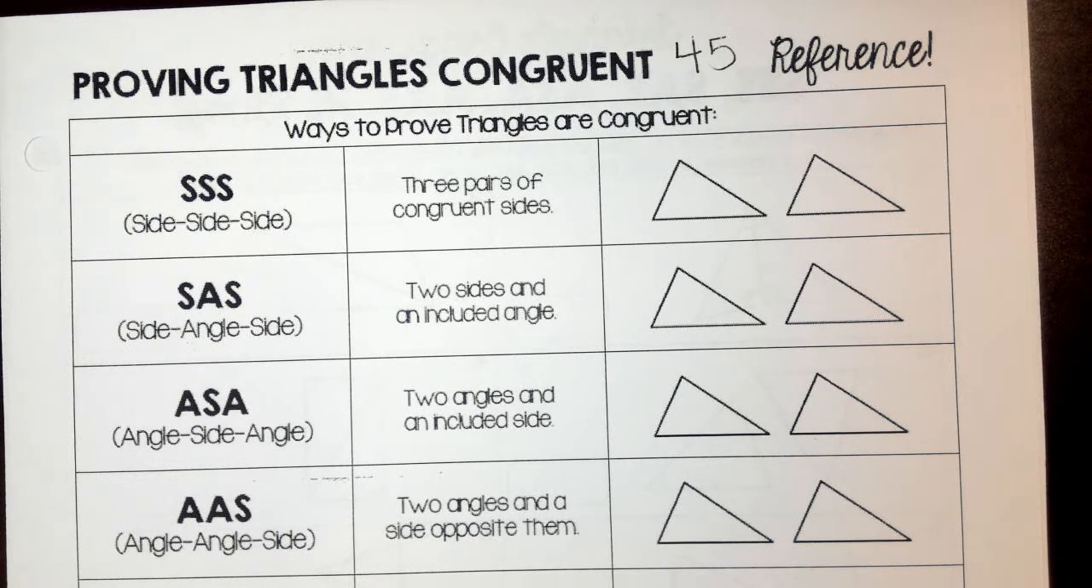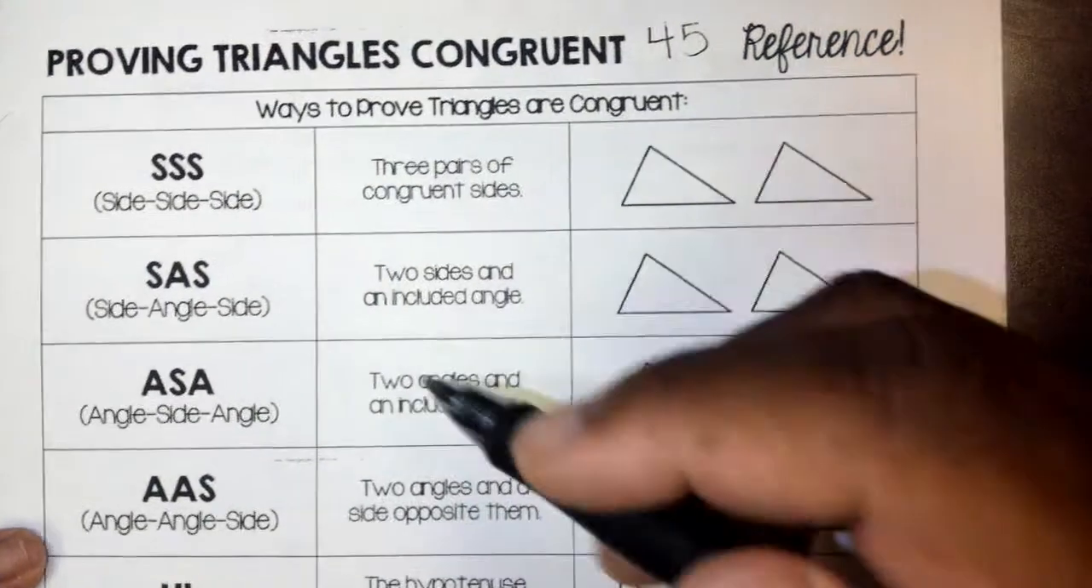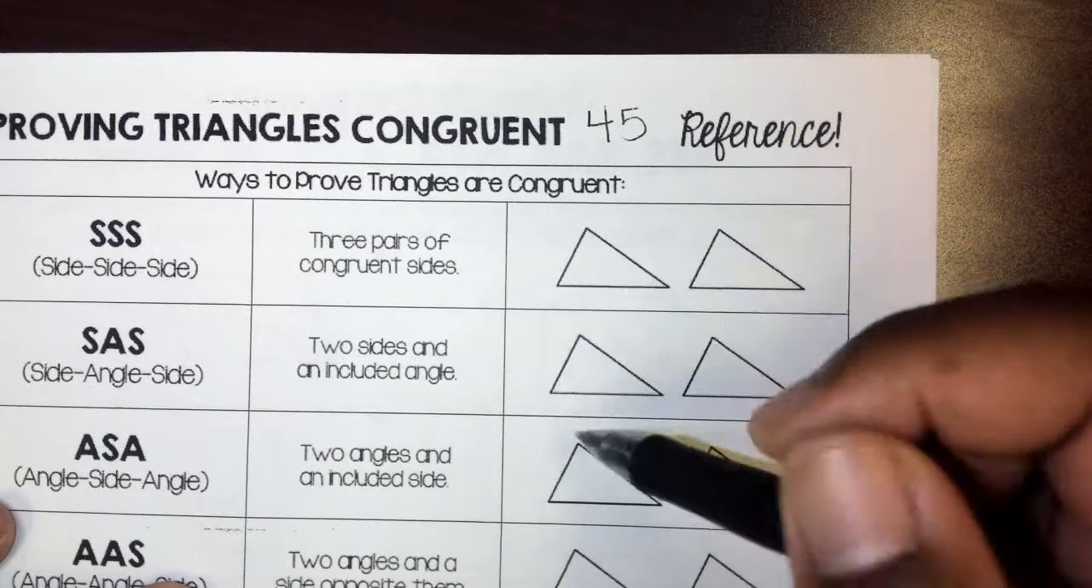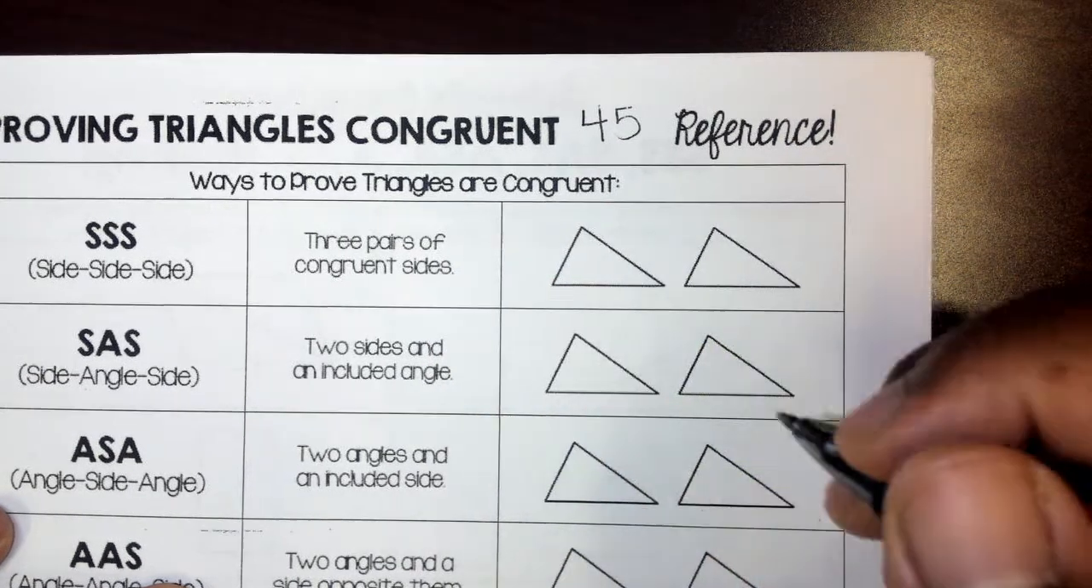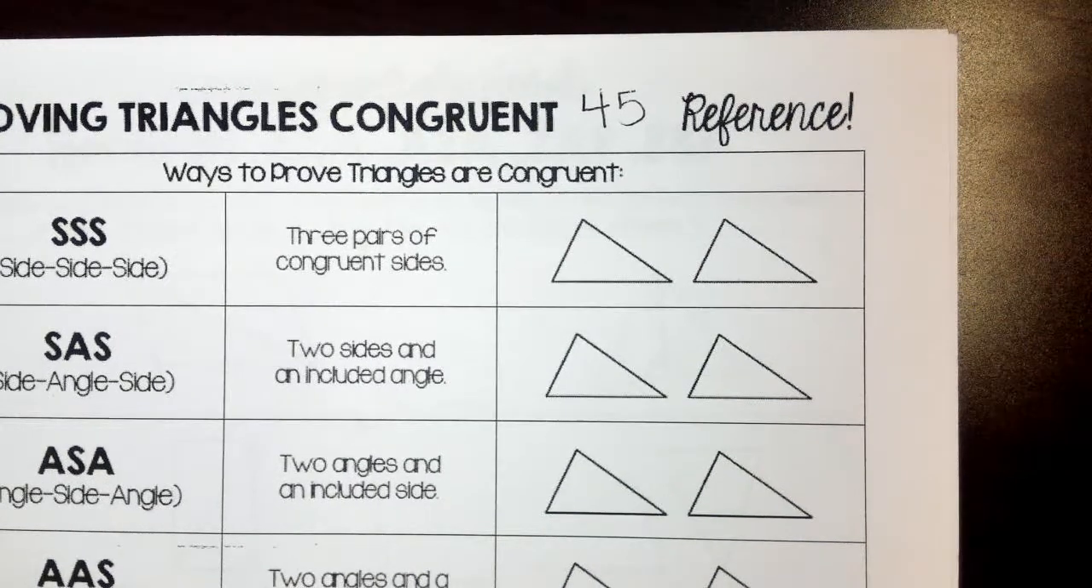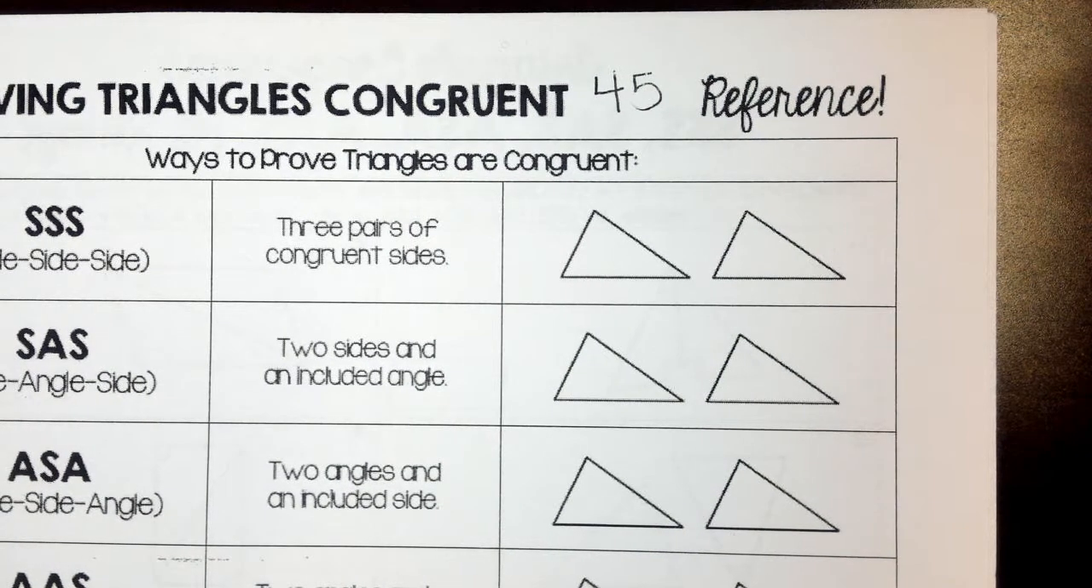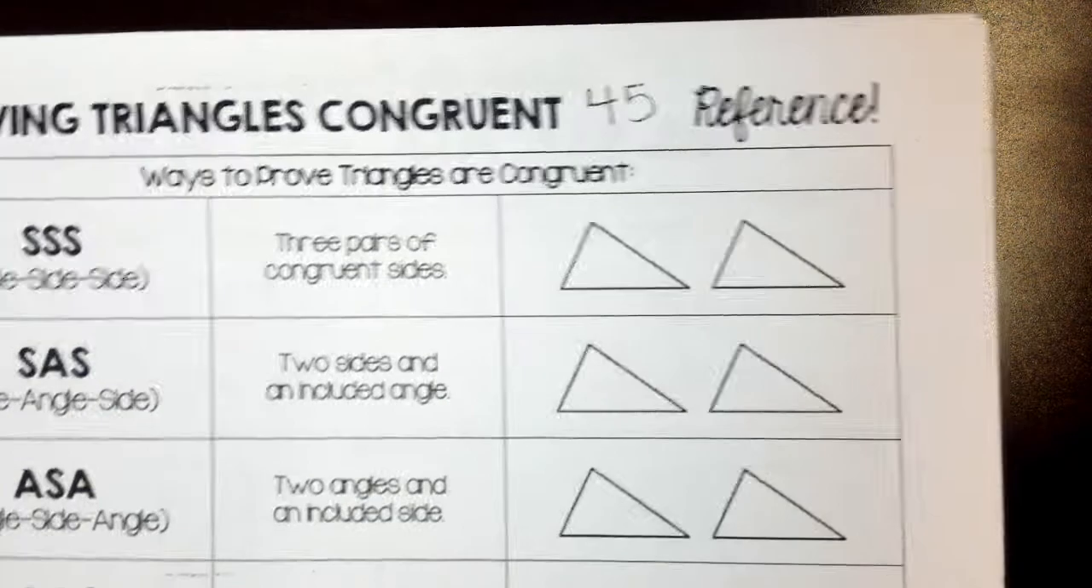The first way, we call it SSS, also known as side congruency. Side congruency can be proven if you know that 3 pairs of sides are congruent on each triangle. And you'll know that by either the numbers that they give you or the markings. I'm going to show you with markings.